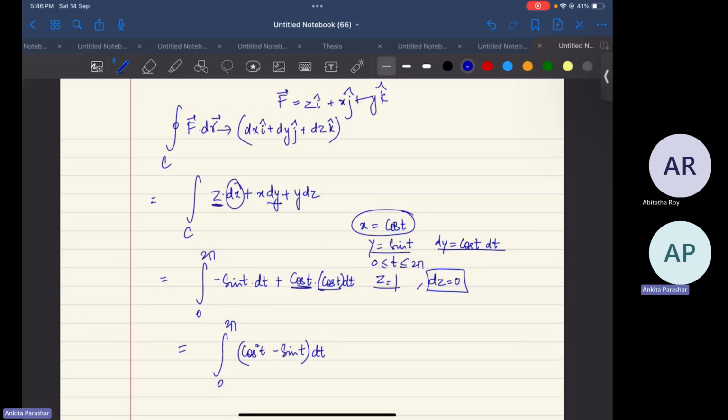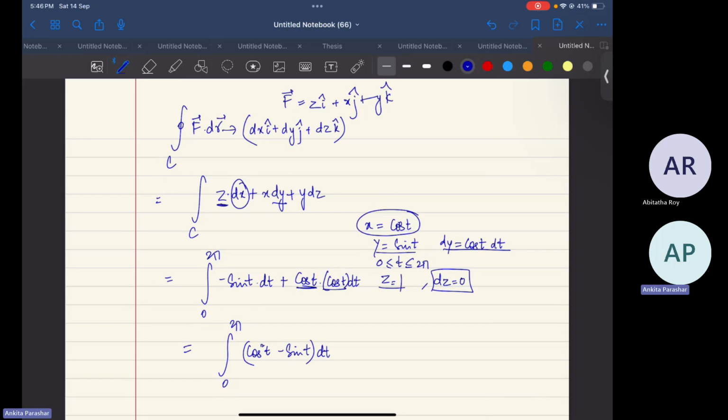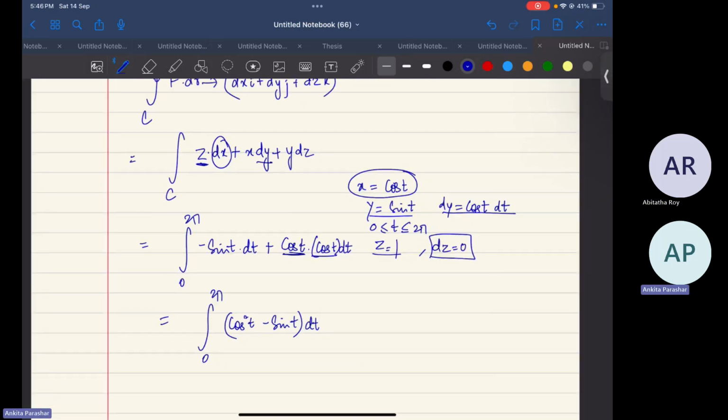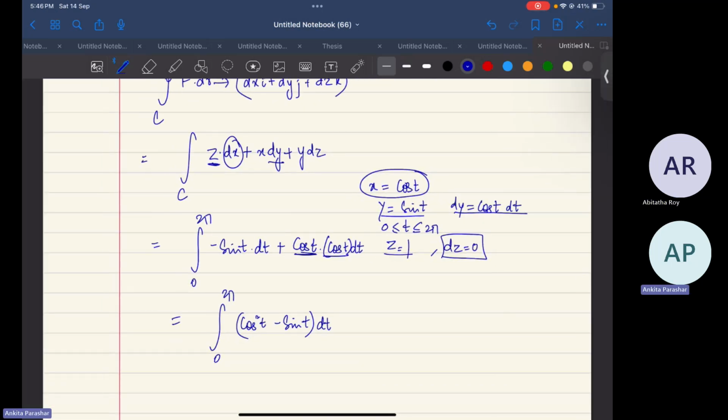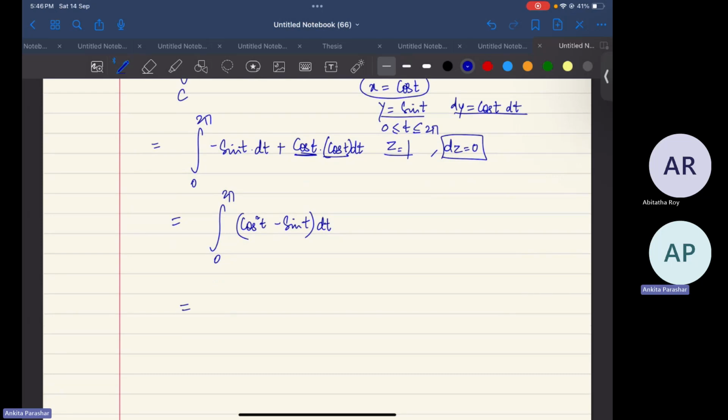Let's just go back to what we did. F dot dr by definition is z dx plus x dy plus y dz. I want to parameterize the curve. So what curve are we moving on? We are moving on the plane z equal to 1, whose boundary is nothing but the unit circle. So I just wrote x to be cos t, y to be sin t, t from 0 to 2 pi. But since we are moving on the plane z equal to 1, z is constant, so dz has to be 0. Everything is okay, right? So can you integrate this?